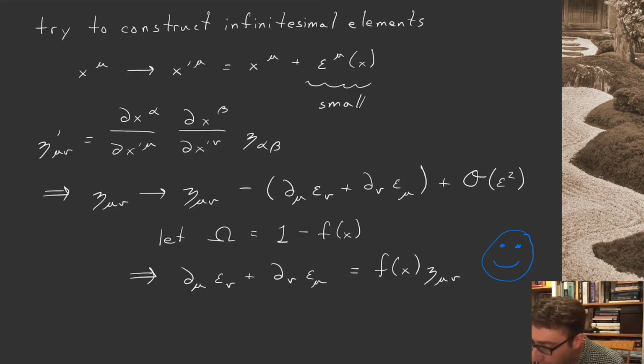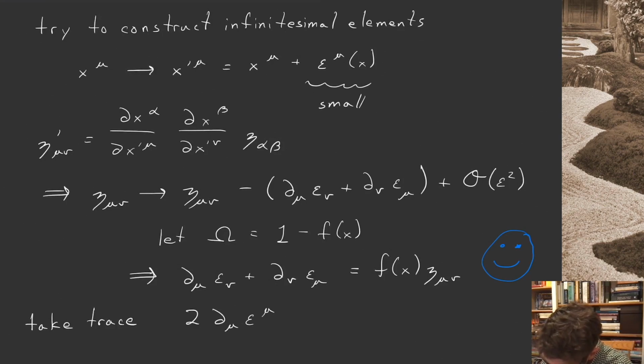First step, take a trace. On the left-hand side, we get 2 d mu epsilon mu. On the right-hand side, we get a d from taking a trace of the Minkowski tensor.